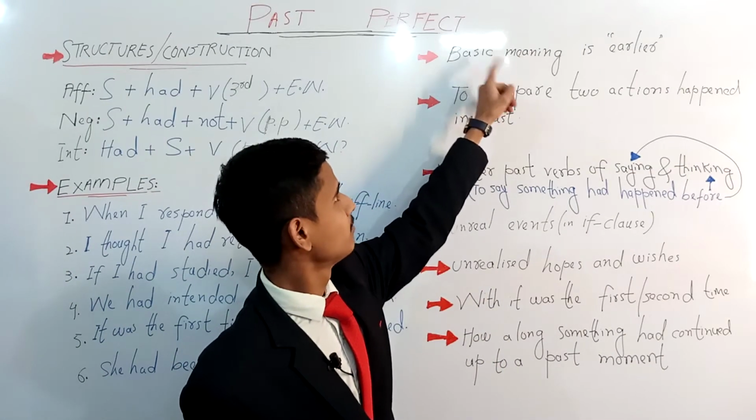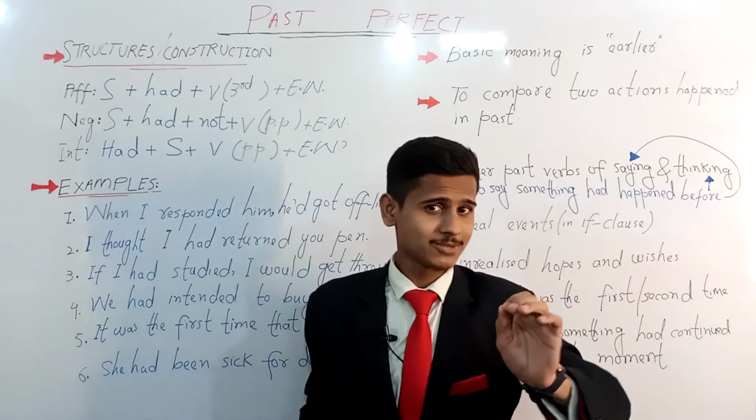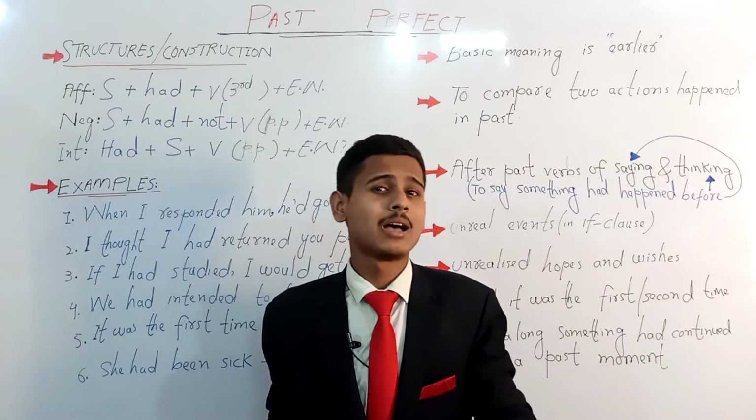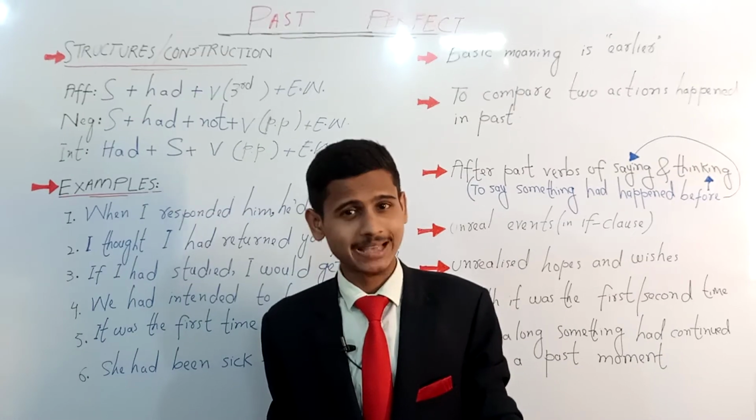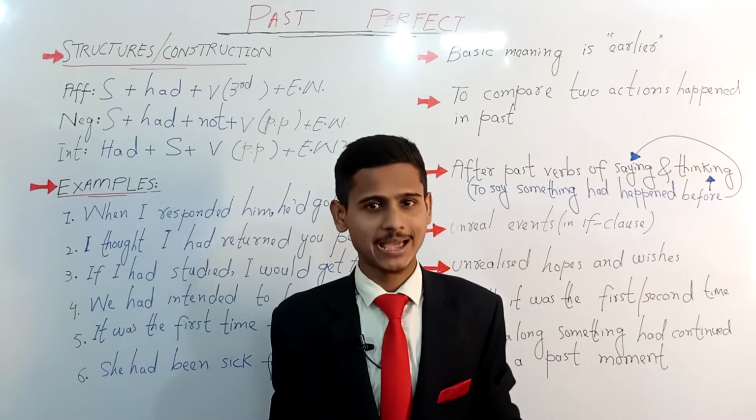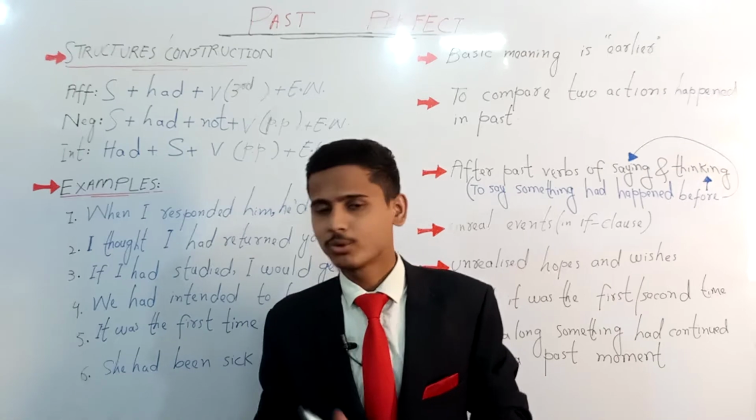The first one, basic meaning, is earlier. So the past perfect's basic meaning is earlier: an action which happened in the past but earlier than a certain moment in the past, right? So now moving towards the structures.